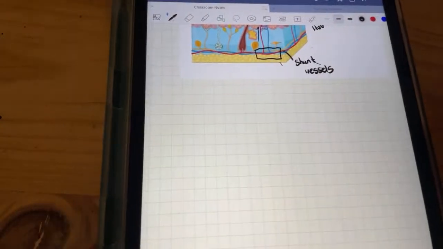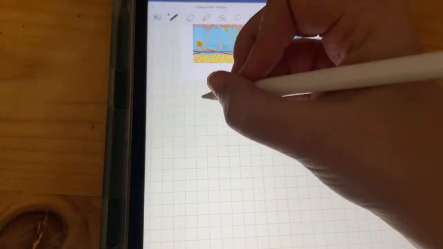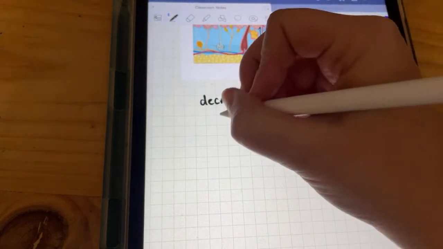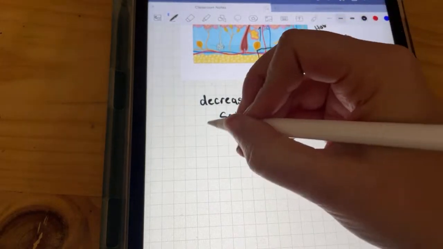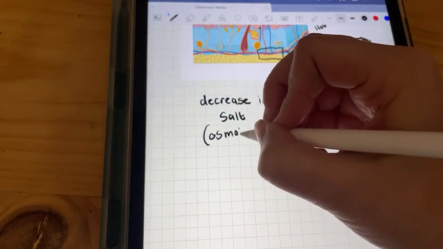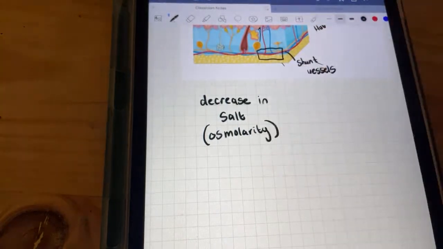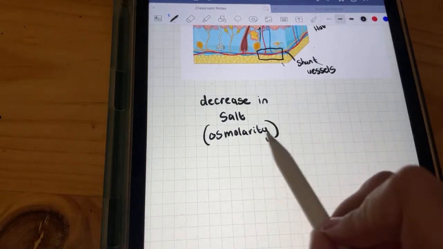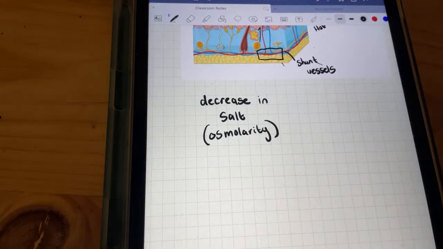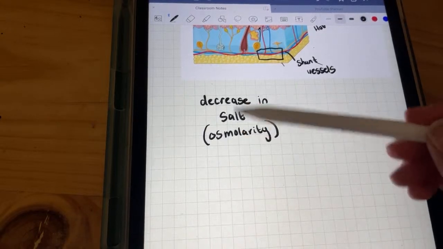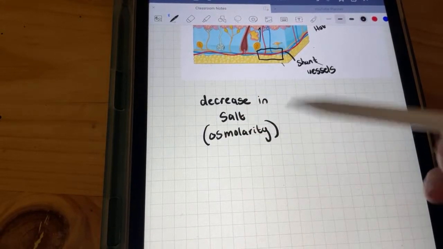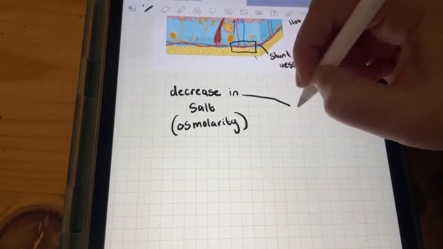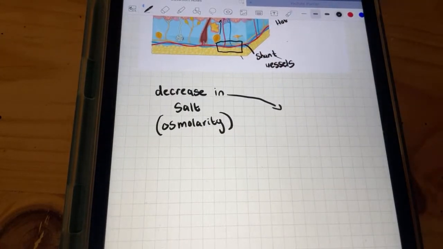Let's say hypothetically, there is a decrease in salt in the body. Another fancy word that we see often is osmolarity. It's technically a word you should know, but maybe you've never seen it before. Do not panic. Osmolarity just means how many solutes or how much salt is in the blood. In this case, it's a decrease in osmolarity, so there's not a lot of salt in the blood. That is the stimulus. So from there, we need a receptor.